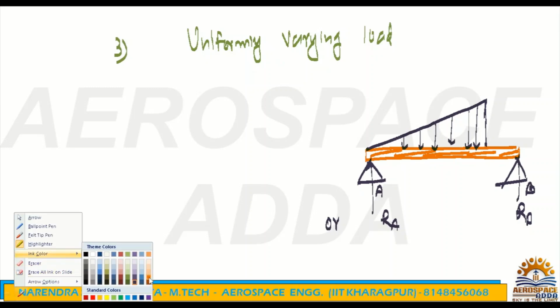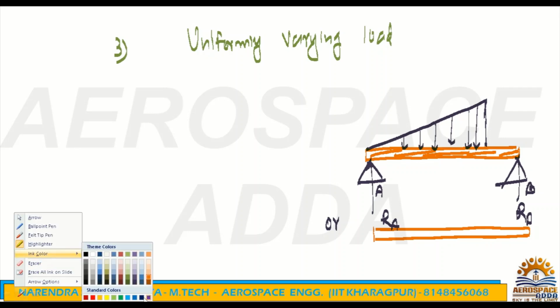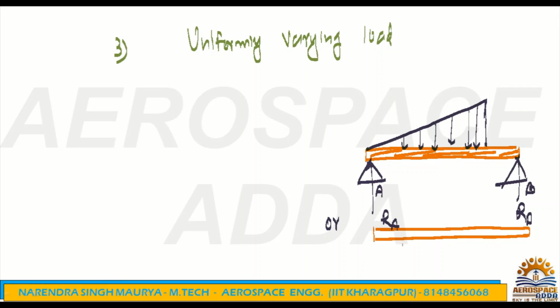Okay, both sides it can act. Always remember, suppose this is the beam, the same beam we have here. On the beam, load can act in this way also, in the vertical direction, upward. This is also possible. So whenever you solve problems, you also see the direction of the loading.